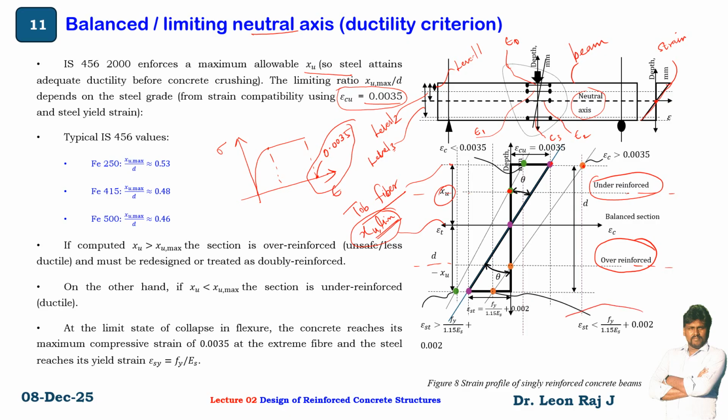The strain also, you can see three types of strain here. One part is the strain. This is the yielding strain.